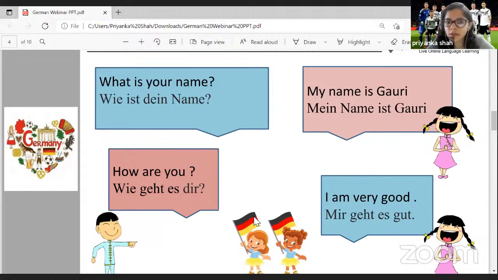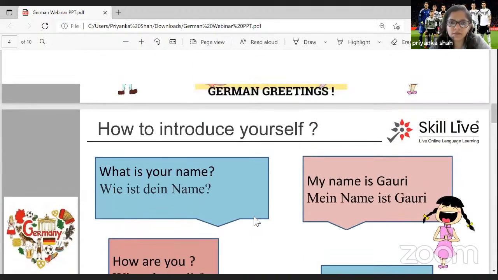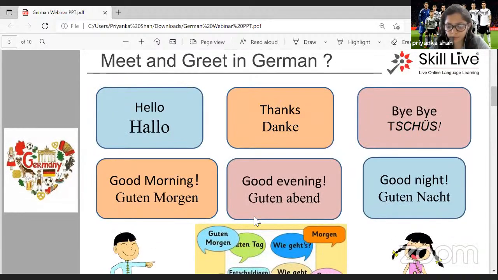Then if I want to ask what is your name, then wie ist dein Name? Wie ist dein Name? Then she will say, this little girl, funny girl in that purple dress, she will say, mein Name ist Gauri. Mein Name ist Gauri. Wie ist dein Name? Mein Name ist Gauri. Wie geht es dir? Mir geht es gut. So this is how you ask someone's name and how they are doing. And we saw how to say hello, thank you, bye.